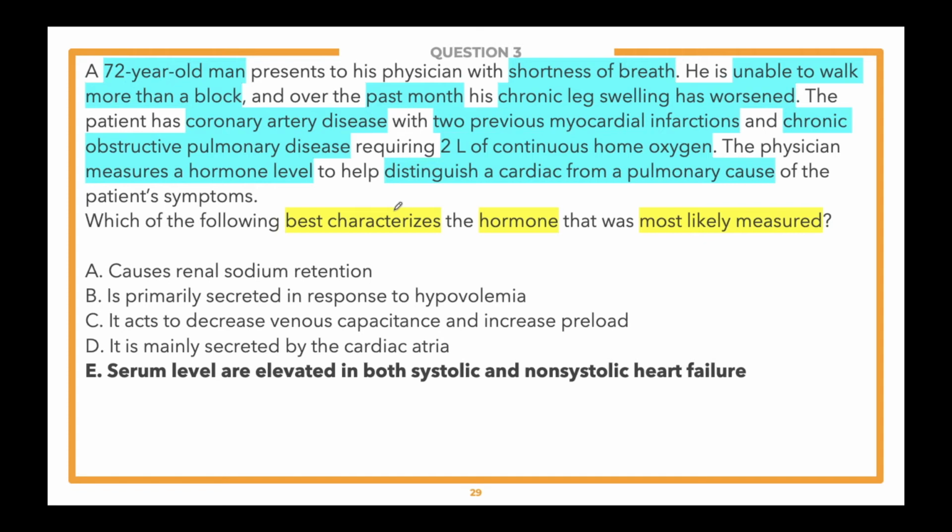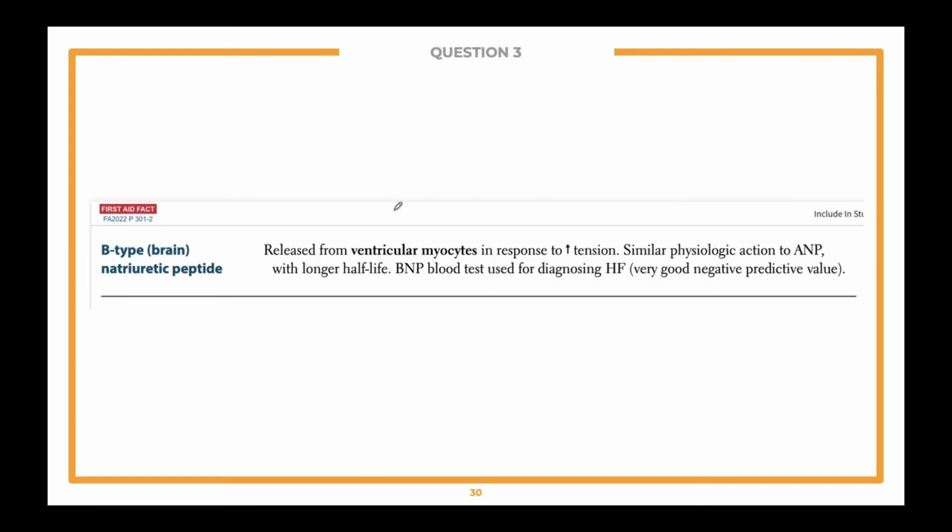And BNP levels can rise whether it's systolic heart failure or diastolic heart failure. So you can't really use that to differentiate between the two. That's based more on your clinical presentation. But it can be elevated in both types, and it is mainly secreted by the ventricle. If we take a look at the next slide, this is a nice little tidbit from First Aid about BNP. It is released from the ventricular myocytes. So it works similarly to ANP, but it's released from different cells.